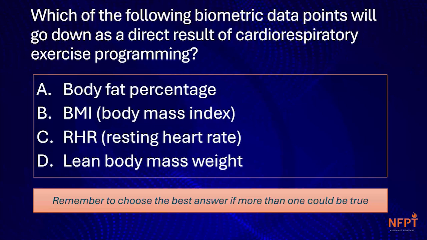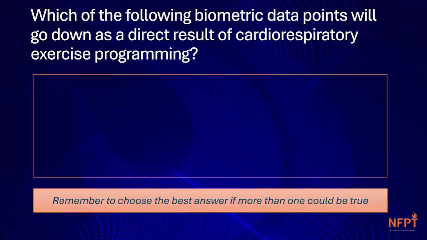And as we go into this, let's remember one thing. When you take your CPT exam, your goal is to choose the best answer, even if more than one of the answer options could be true. This might happen. You might see a question where it looks like more than one answer option could be true. You might be experiencing that right now. So let's talk through it all. As we go through this question, it says, which of the following biometric data points will go down as a direct result? That's important. Of a cardiorespiratory exercise program. That's also important. So those are two key critical points in this question.